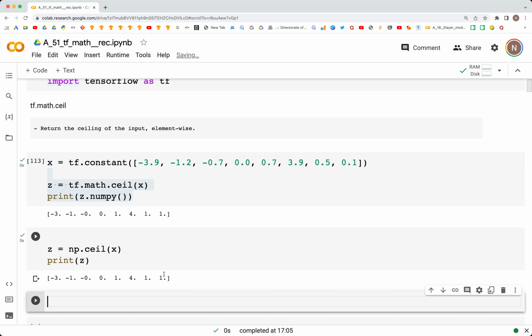So that's how we can use the TensorFlow math library to convert values to the ceiling. If they're negative values, we drop off the decimal part. For positive values, we essentially round it up to the integer value.